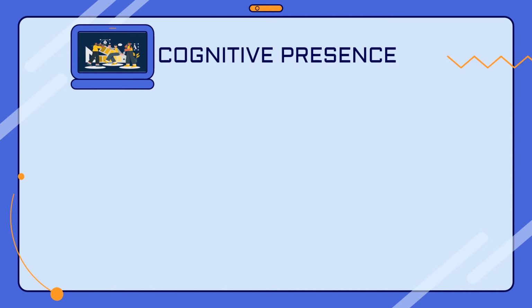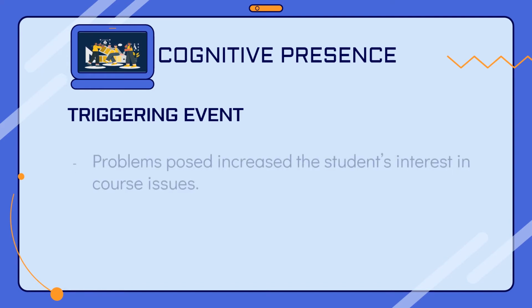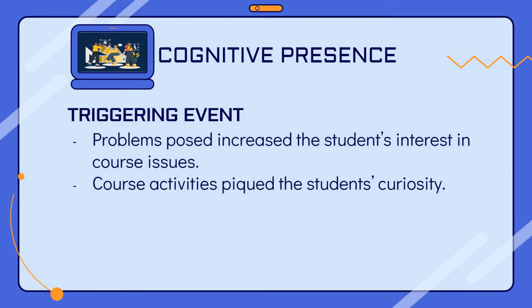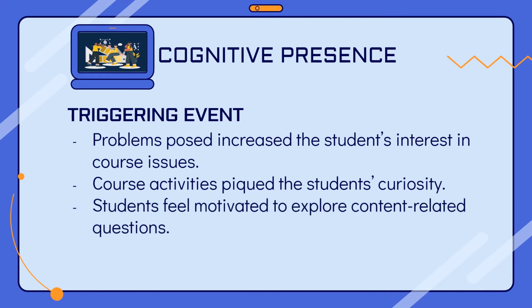the next element is the cognitive presence. Under this element is the triggering event. Problems posed increase the students' interest in course issues. Course activities pique the students' curiosity. And of course, students feel motivated to explore content-related questions. We all know that question and answer really triggers the students to think critically and creatively.